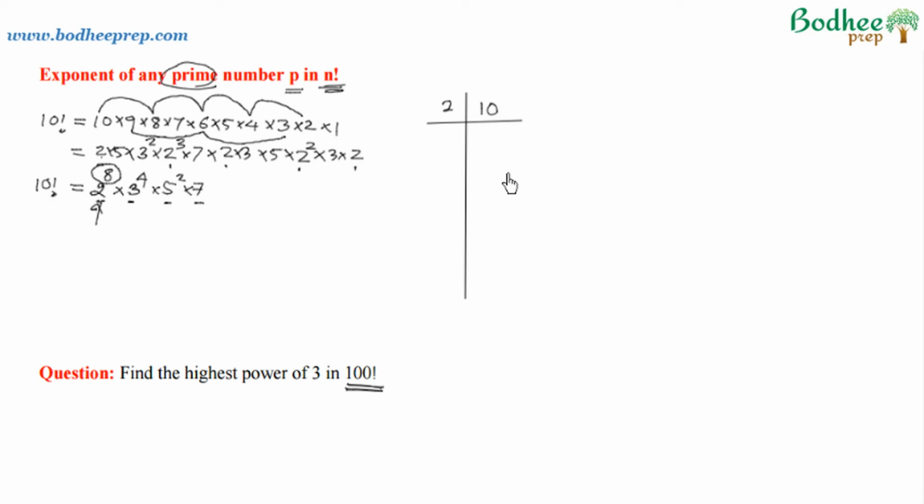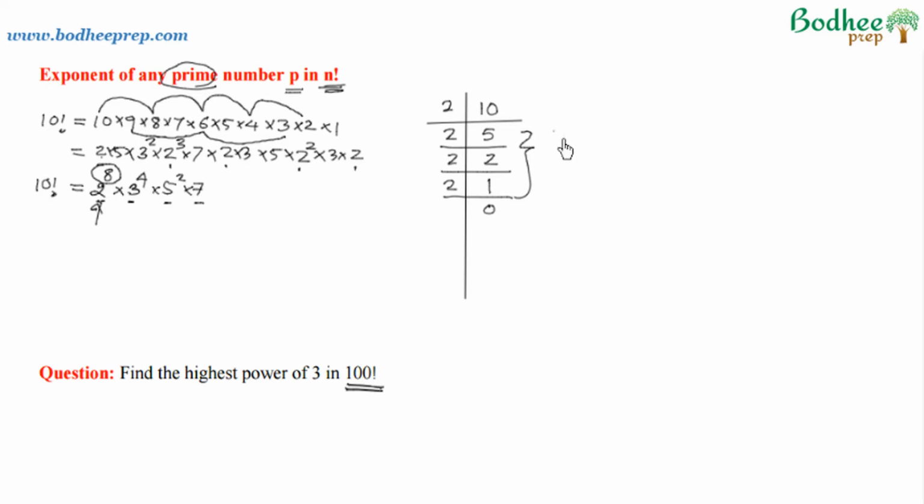So when 10 is divided by 2, the quotient will be 5. Again, we divide this 5 by 2, and the quotient here will be 2. Again, if we divide by 2, the quotient will be 1. Again, if I divide 1 by 2, the quotient will be 0. We have to repeat this process till we reach the quotient 0, and then we have to add these quotients.